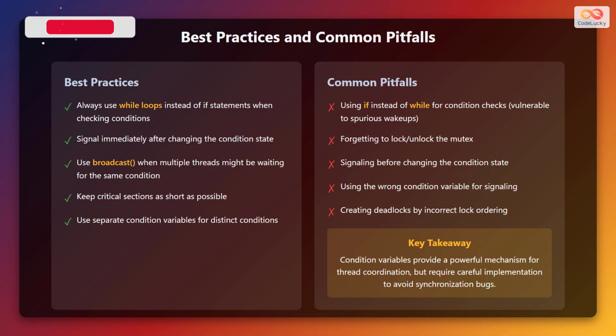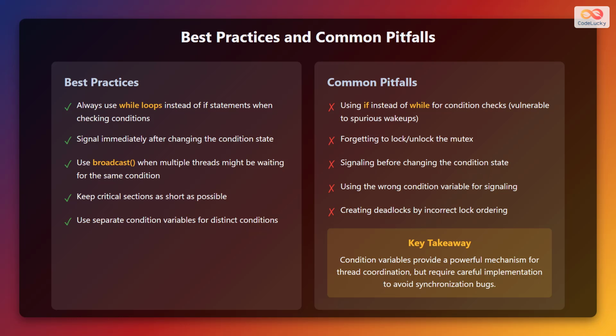Best practices and common pitfalls. While condition variables offer powerful synchronization capabilities, it's essential to follow best practices and avoid common pitfalls to ensure correct and efficient concurrent programs. Some of the best practices are: always use while loops instead of if statements when checking conditions. Signal immediately after changing the condition state. Use broadcasts when multiple threads might be waiting for the same condition. Keep critical sections as short as possible. Use separate condition variables for distinct conditions.